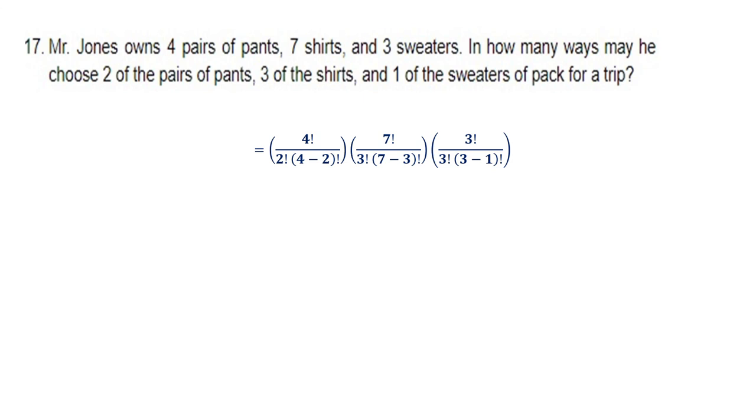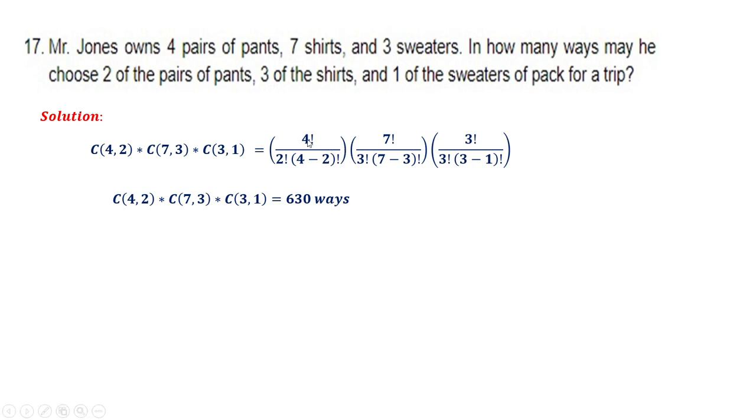So, next, we have Mr. Jones owns 4 pairs of pants, 7 shirts, and 3 sweaters. In how many ways can he choose 2 pairs of pants, 3 shirts, and 1 sweater? So, check it out. So, we have 630 ways. Di ba? Ganyan. And 4 pairs of pants, shirts, sweaters, and then 2 pairs of pants, 3 shirts, and 1 sweater.